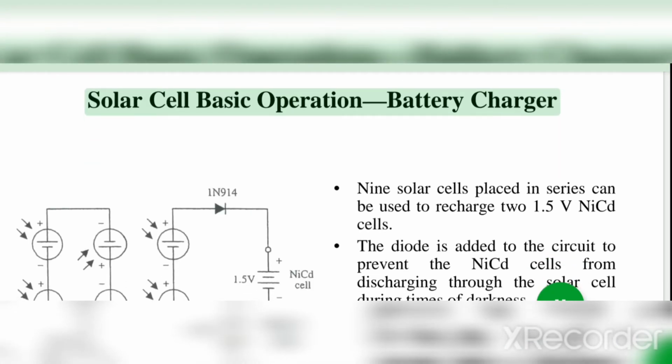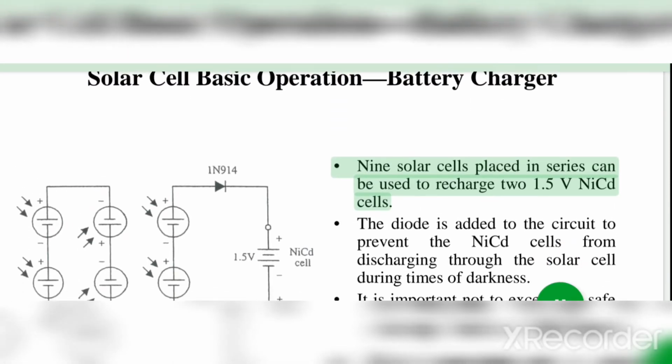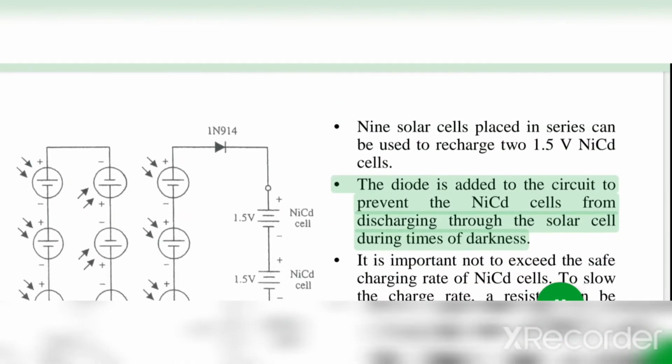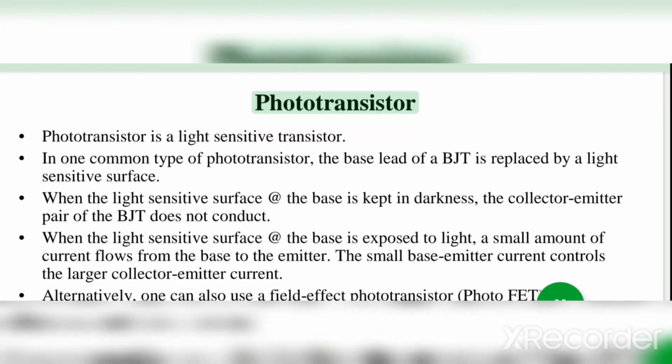Solar cell basic operation. Battery charger. Nine solar cells placed in series can be used to recharge two 1.5 V NiCd cells. The diode is added to the circuit to prevent the NiCd cells from discharging through the solar cell during times of darkness. It is important not to exceed the safe charging rate of NiCd cells. To slow the charge rate, a resistor can be placed in series with the batteries.